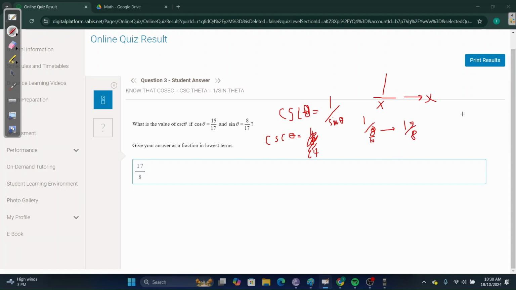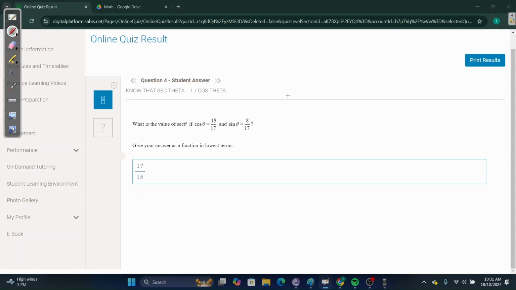But you can do keep, change, flip. So keep 1, change the division to multiplication, and flip 8 over 17 to 17 over 8, which gives you 17 over 8. So question 4.